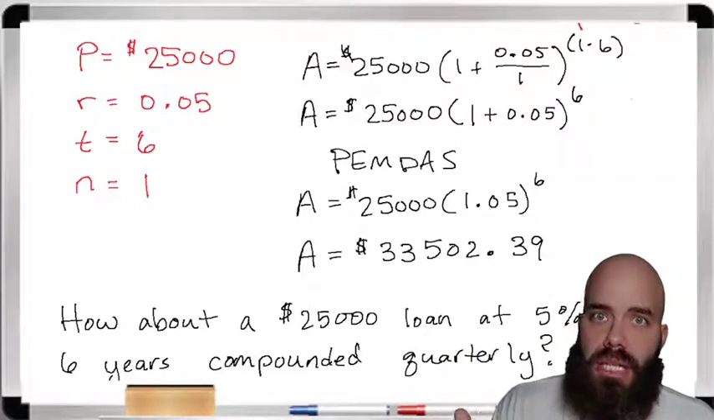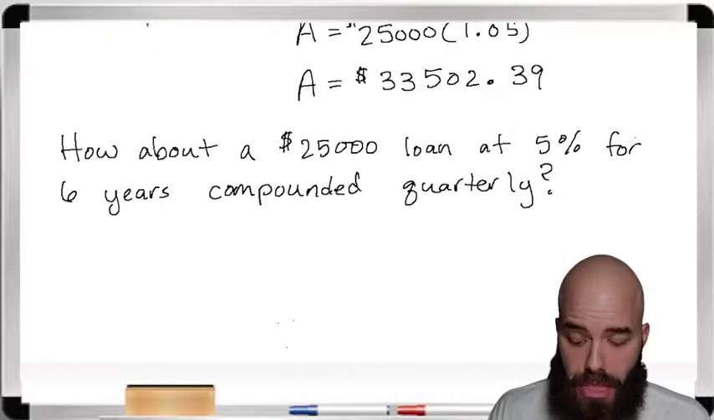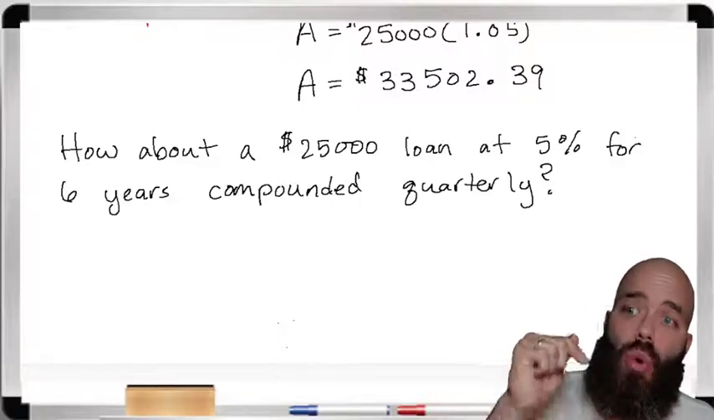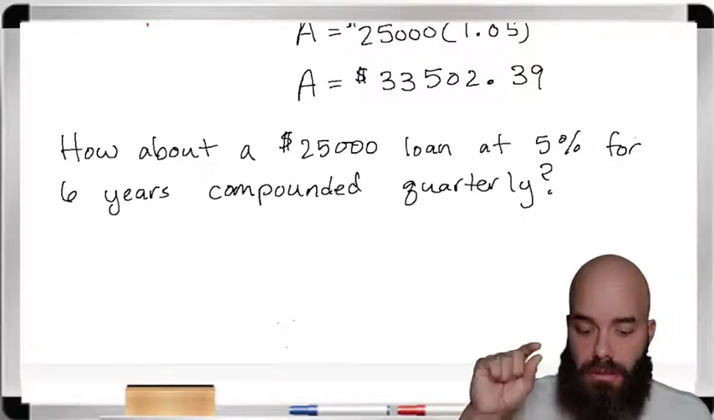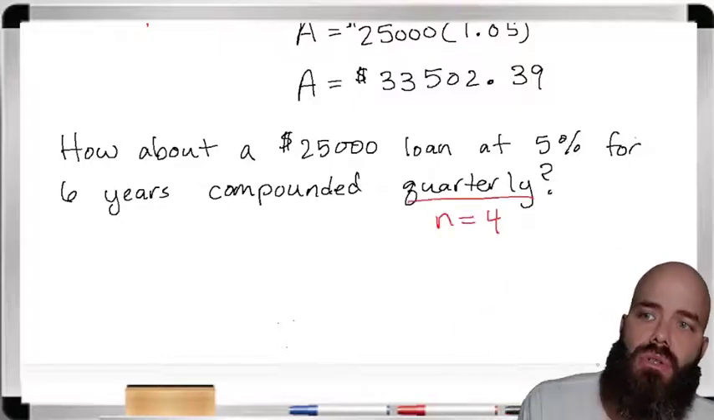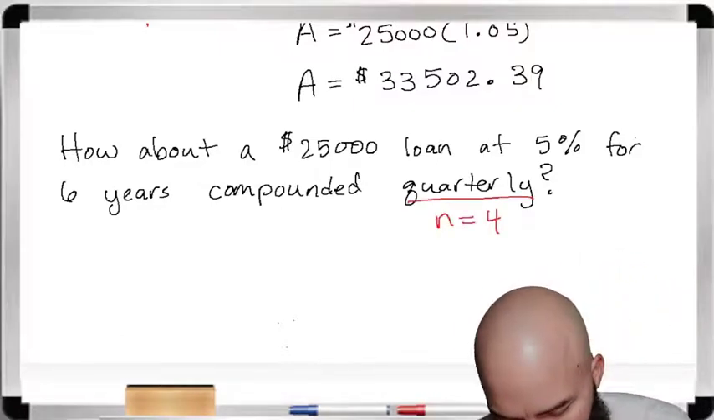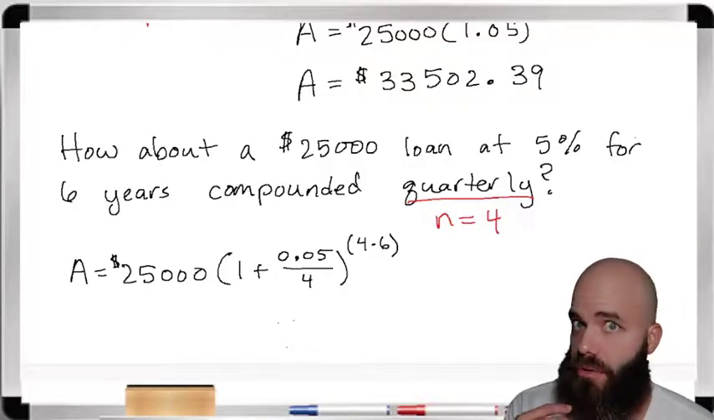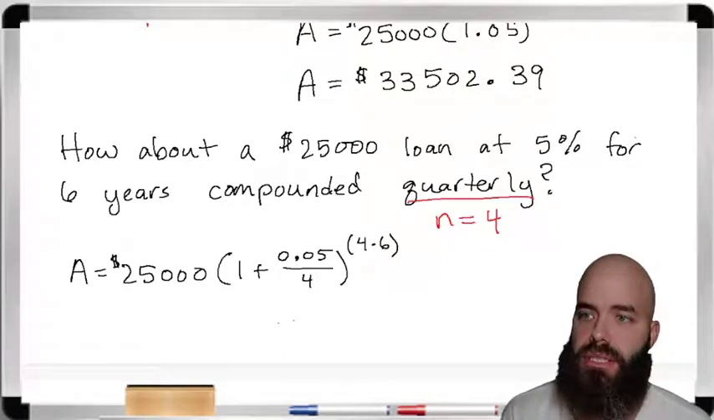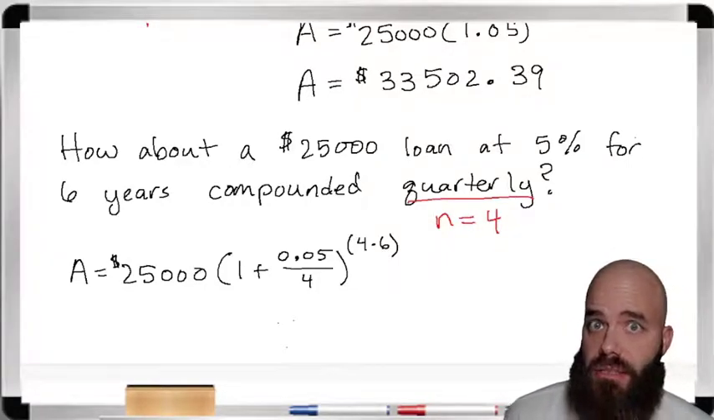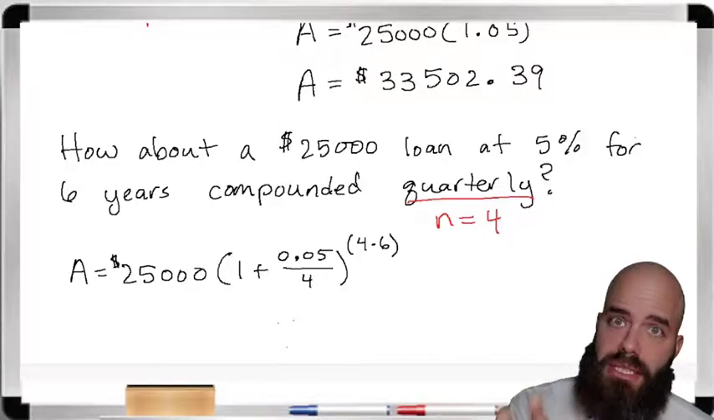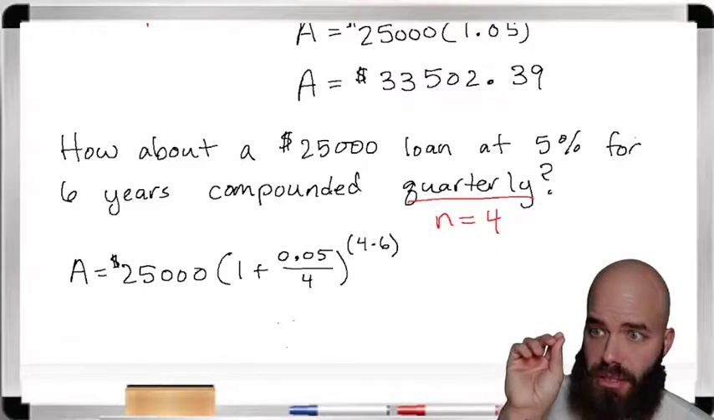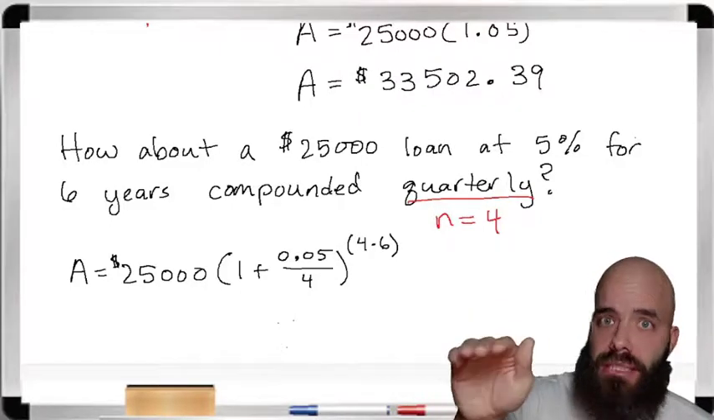So now what if we take the same amount of money, $25,000 at 5%, 6 years, but compound it quarterly? That means 4 times a year, this is going to be compounded. So let's set up our formula. You really want to be careful in calculating this with your order of operations. What I always advise doing is going ahead and taking the 4 times 6 in the exponent, because I've seen a lot of people make mistakes inputting this into the calculator.